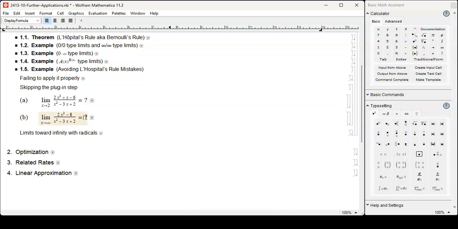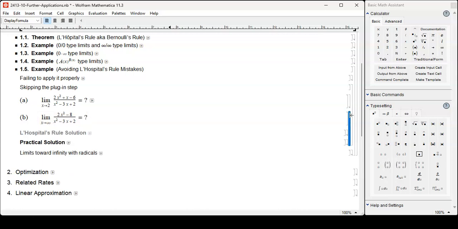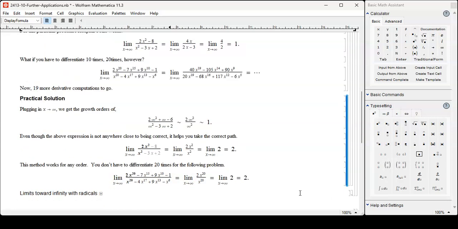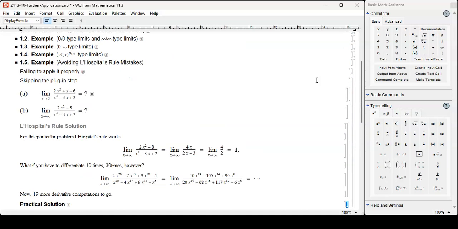How about this one here? Well, you can see this is infinity over infinity type, and you can use L'Hopital's rule, yeah, it works. But what if you have really large powers so that you have to take the derivative many, many times? Are you going to apply L'Hopital's rule 20 times, really? A much more practical solution is to take the leading terms and then get their ratio. And then that is associated with horizontal asymptotes.